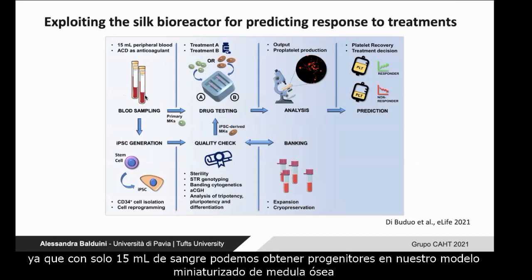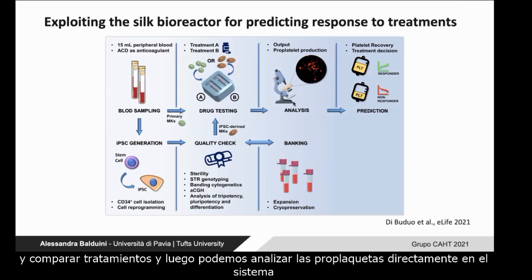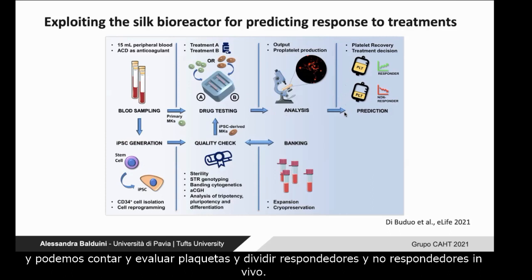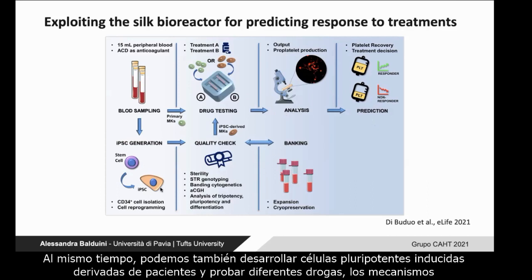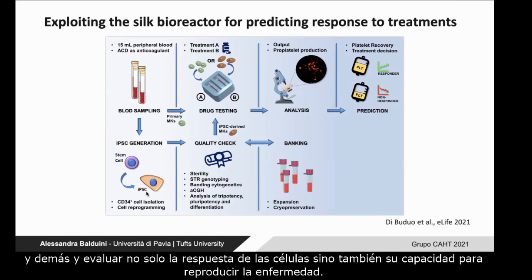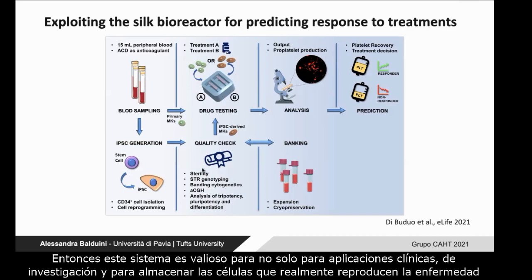So with a peripheral blood sample, 15 ml, we can seed the progenitor cells in our miniaturized bone marrow model and compare treatments, and then we can analyze proplatelets directly inside the system, and then we can count and analyze platelets and divide responders and non-responders in vivo. And at the same time we can also take iPS derived from patients and test different drugs, the mechanism, and so on, and test not only the response of cells, but also the quality of cells in reproducing the disease. And so this system is a valuable system for clinical application and also for research application and banking of cells that really reproduce the disease.